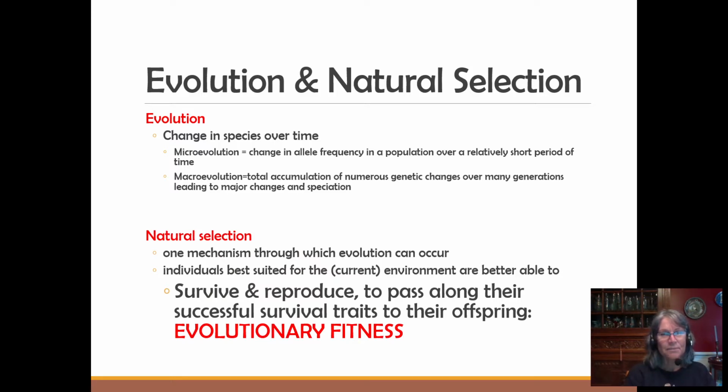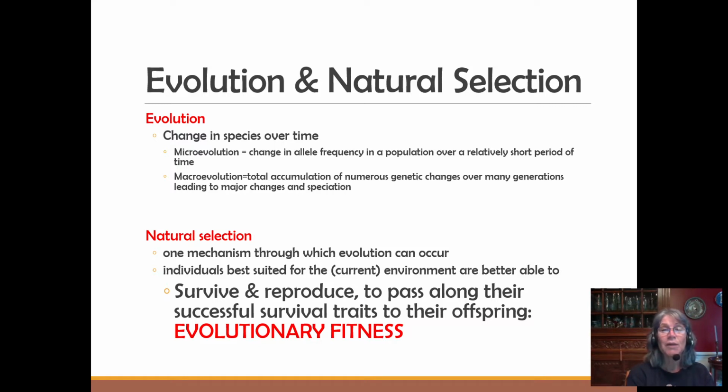This is individuals that are best suited to the current environment are better able to survive and reproduce and pass along their successful survival traits. This is evolutionary fitness. We say survival of the fittest.